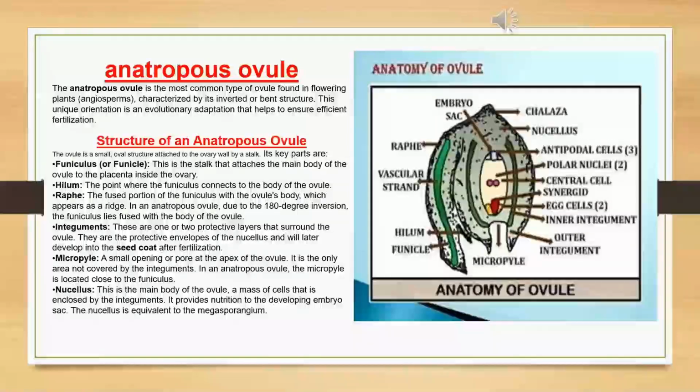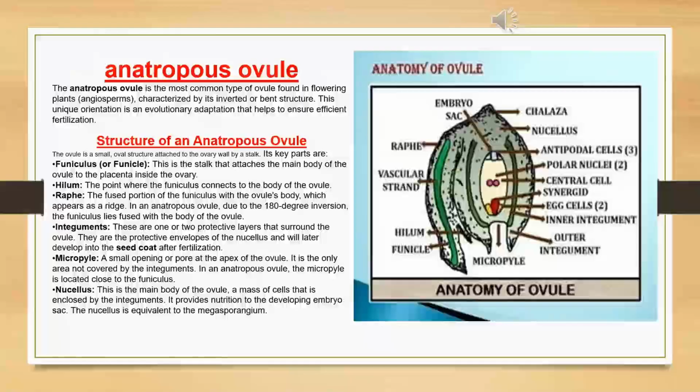In an anatropous ovule, due to the 180-degree inversion, the funiculus lies fused with the body of the ovule. The next one is the integuments. These are one or two protective layers that surround the ovule. They are protective envelopes of the nucellus and will later develop into the seed coat after fertilization.